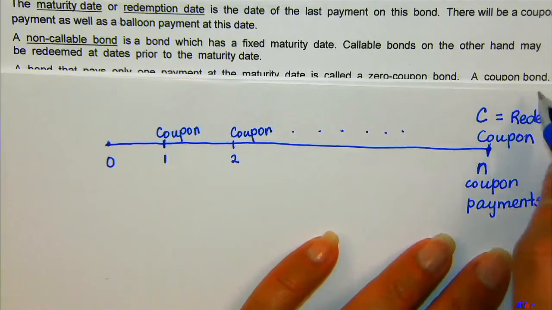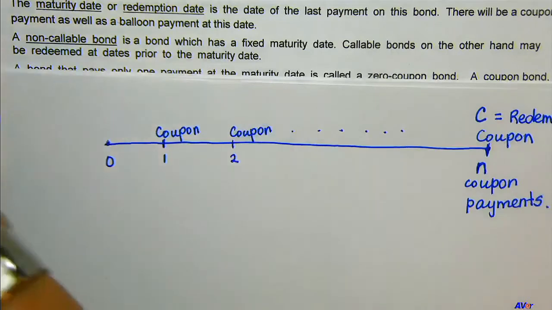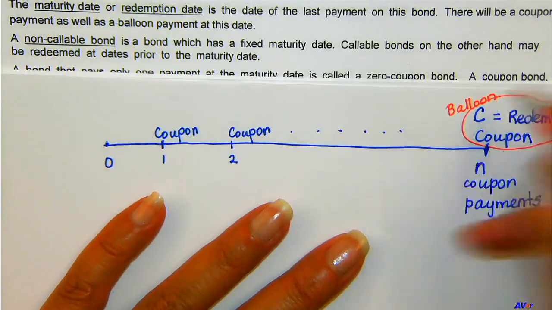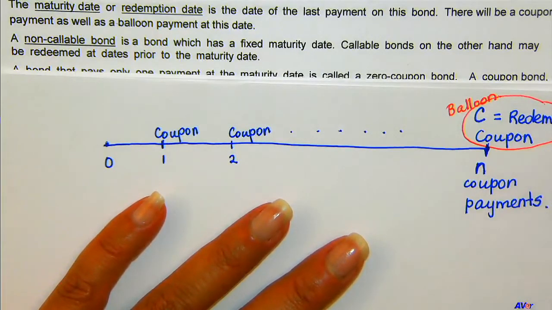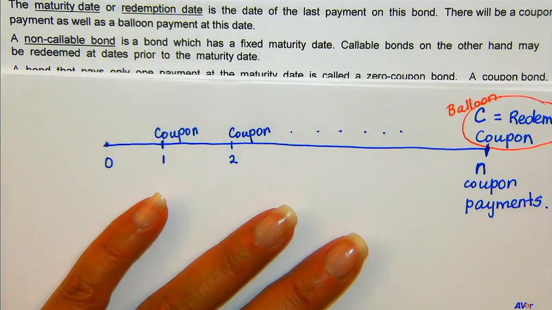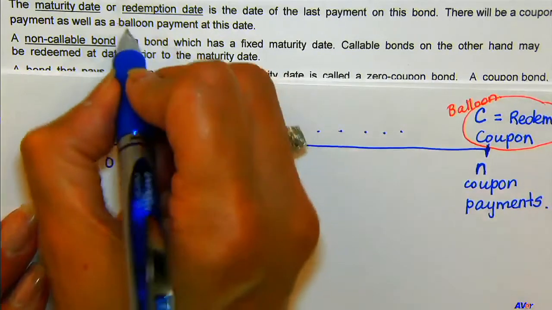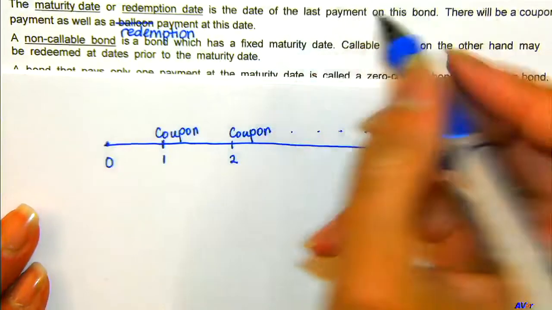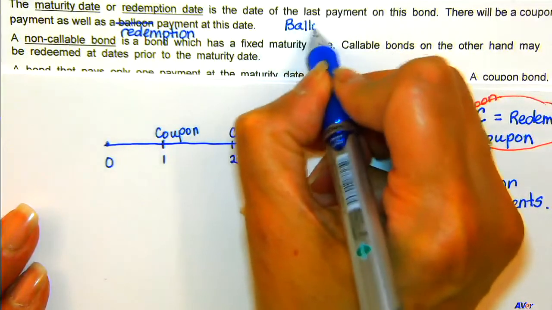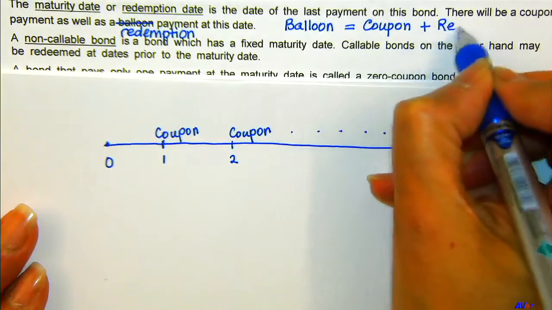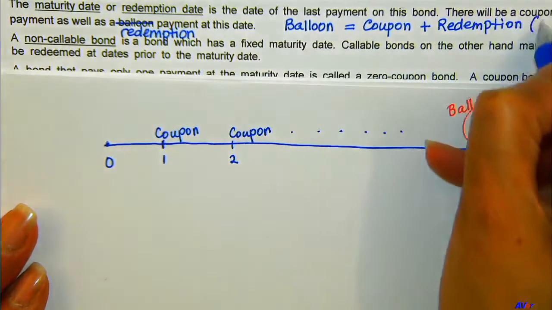So this total payment is a balloon payment, right? Every other payment is level. This is a balloon payment. A balloon payment is a final, large, extra payment. So let's see what it says here. The maturity date or redemption date is the date of the last payment on this bond. There will be a coupon payment as well as a redemption payment at this date. So the balloon payment is equal to the coupon plus the redemption, which is called C.